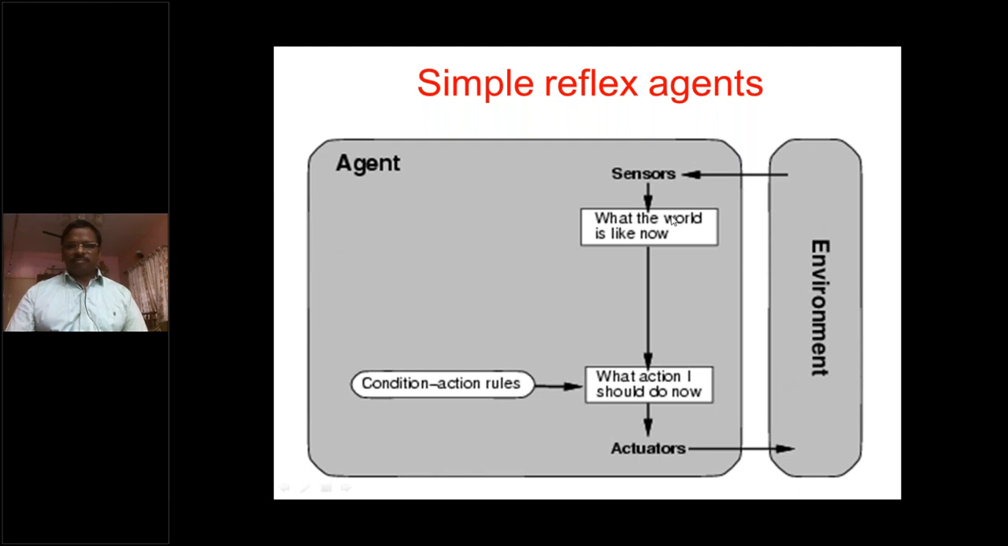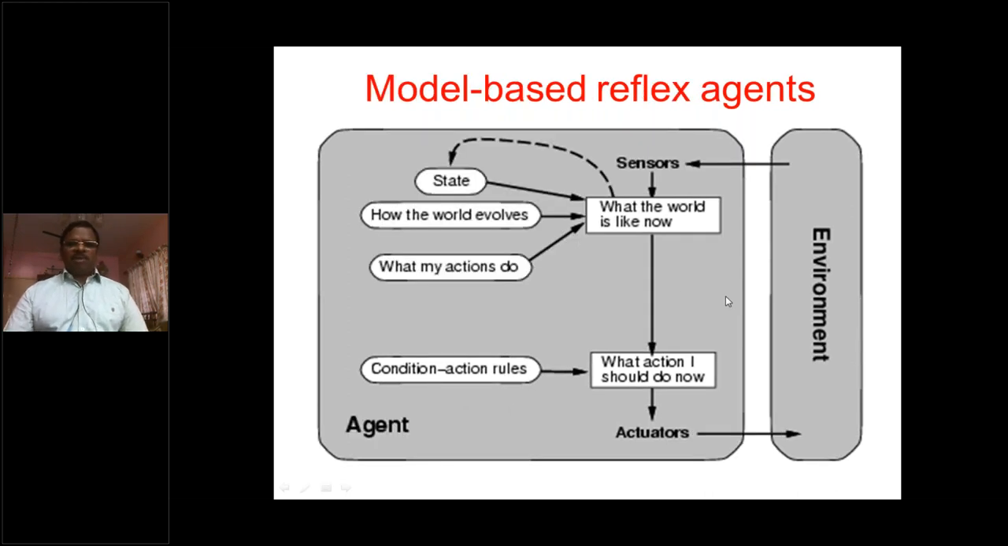This is an environment. By means of sensors, the agent captures what the world is like now, and the action is carried out by means of actuators. What condition is applied? This is the simple agent. In a model-based agent, after observing the information by means of sensors, some models are created: how the world evolves, what my actions do. The model is created, and then using some condition the action is carried out by means of actuators. This is the model-based agent.